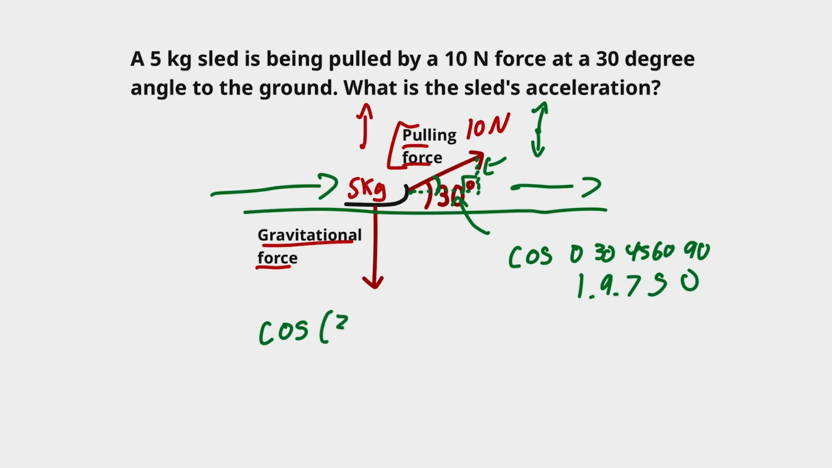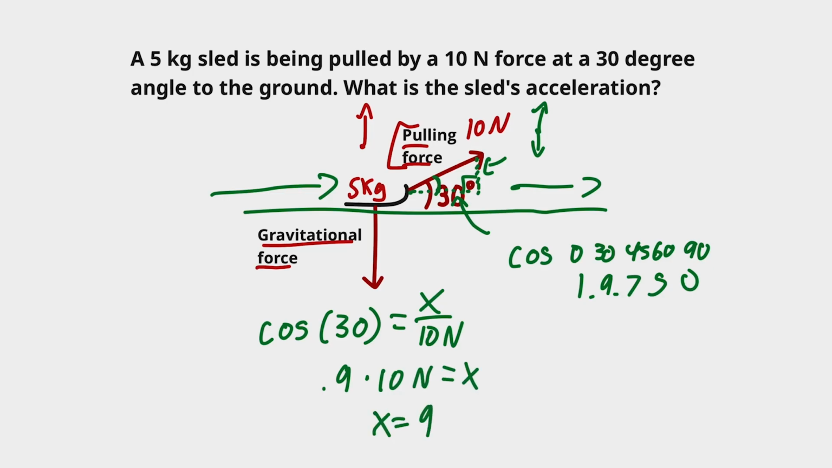So we have cosine of 30 is equal to adjacent over hypotenuse, which will be x over 10 newtons. That's 0.9 times 10 newtons equals x, giving us 9 newtons for x. So our sled is being pulled with a force of 9 newtons in the x direction. We then do 9 is equal to the mass times acceleration, so 5 times a. A is equal to 9 over 5, and with some rounding, that's going to be roughly 2 meters per second squared.